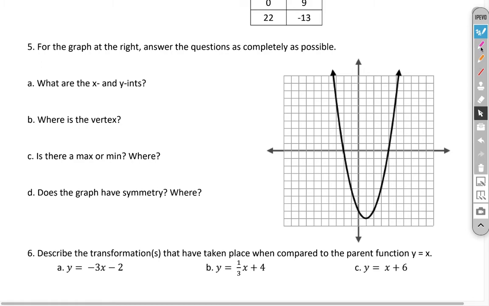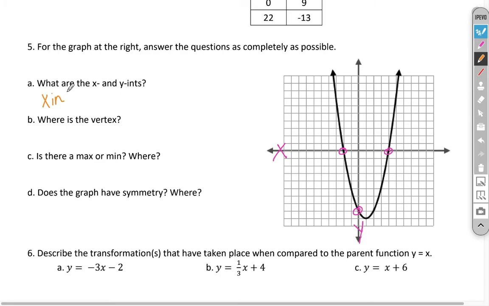All right, now we need to answer a few questions about this graph. So it says, where are the x and y intercepts? Well, remember, this is our x-axis, this is our y-axis, so we're crossing here, here, and here. So make sure you label those intercepts.